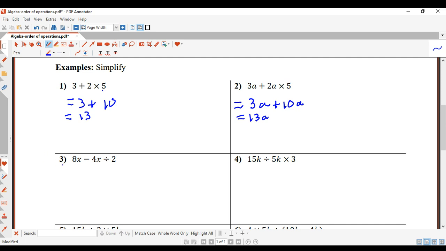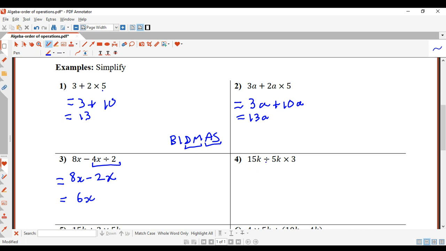Now, question 3. We have 8x minus 4x divided by 2. Now, we've got subtraction and division. We know with BIDMAS that division and multiplication are grouped together, but they come before the addition and subtraction. So we've got to do the divide part first. So 4x divided by 2 is 2x. So we've got 8x subtract 2x, and then 8x minus 2x is 6x.